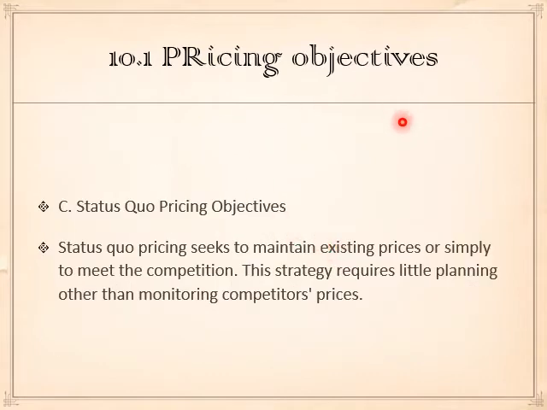The third pricing objective is what they call the status quo pricing objective. Status quo is very simple, where the pricing will seek to maintain existing prices or simply to meet the competition. And this strategy will require just a little planning other than monitoring the competitors' prices. Basically, status quo pricing is when you set the price of your product similar or the same as your competitors' price. Let's say I am selling that particular burger.